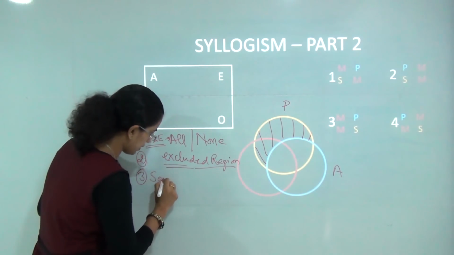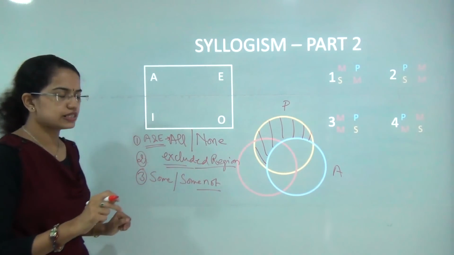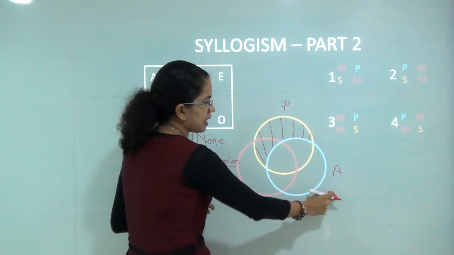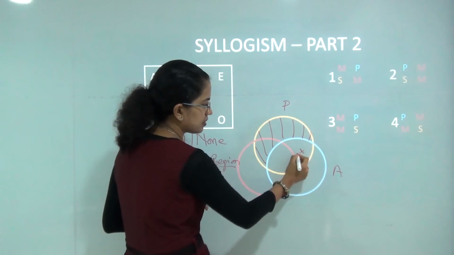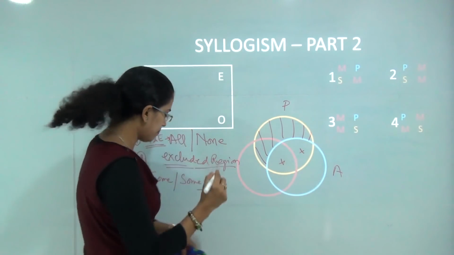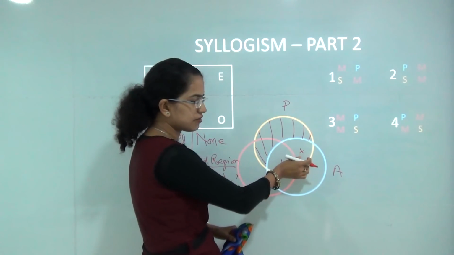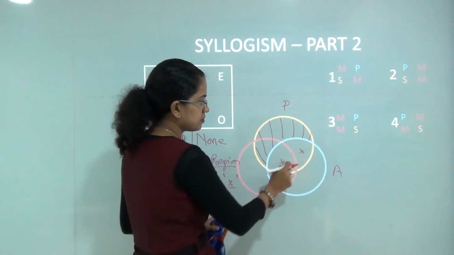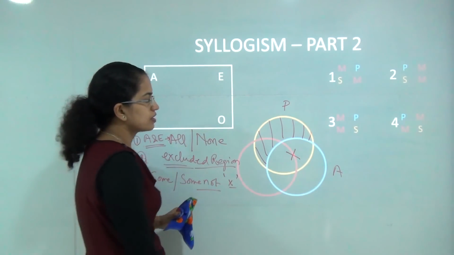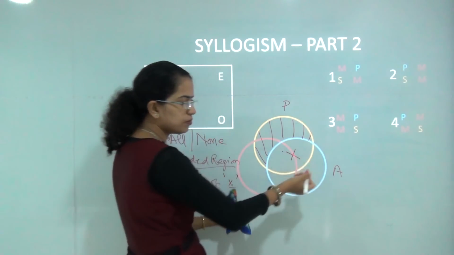The next thing, whenever we are dealing with some or some not, we will not mark the excluded region, but we will mark the same region. For example, if I say some parrots are animals, that means those parrots can be here or here. We denote some by x, some and some not by x. If this region was only here, we would have marked it by x. But since it is falling in both the regions, we would put the x on the intersecting line. So it can be outside, inside, or in both the regions.